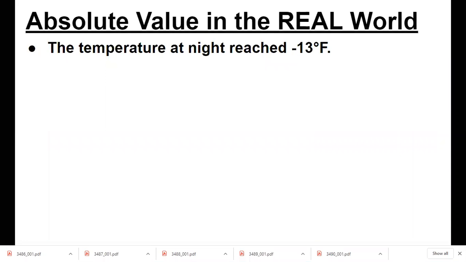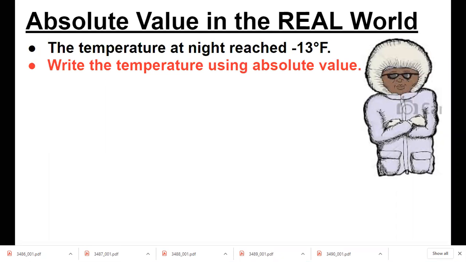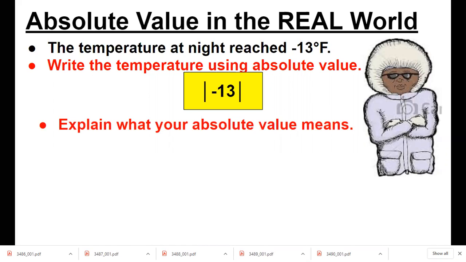Another one: the temperature at night reached negative 13 degrees Fahrenheit. That's pretty cold. Write the temperature using absolute value. How would you write negative 13 degrees Fahrenheit using absolute value? It would look like that, wouldn't it? Two bars on either side of it means the absolute value of negative 13. Explain what your absolute value means. What does that even mean?